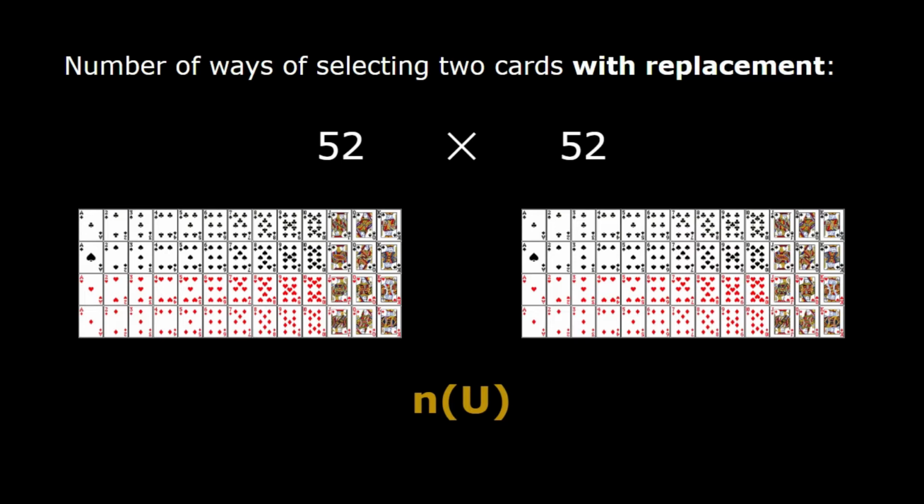So for any of those 52 cards you get on the first choice, you can pair it up with 52 cards in the second choice. So that is 52 times 52. Those are the total number of outcomes, and that's the size of our sample space.